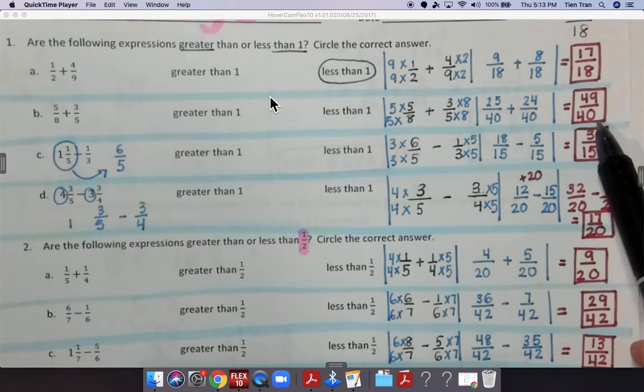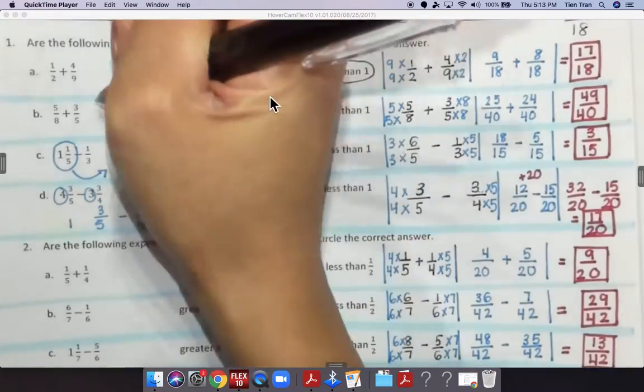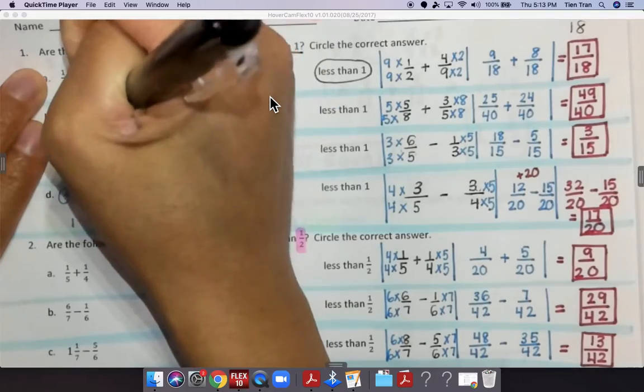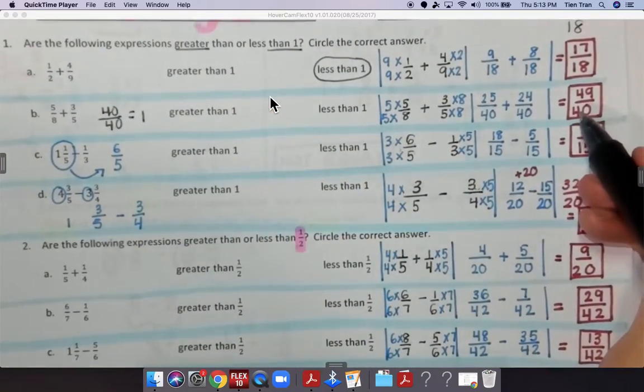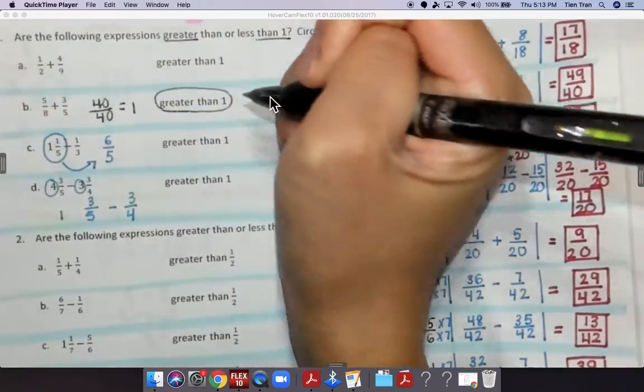49 is greater than its denominator. So we know that 40 divided by 40 would give me 1. So 49 divided by 40 is going to give me greater than 1. So I'm going to circle greater than 1.